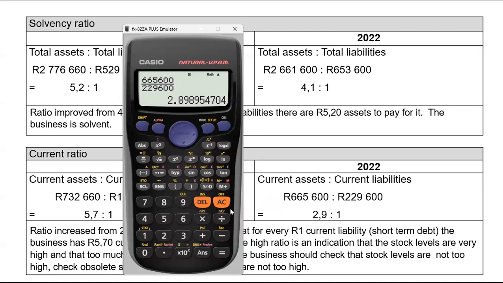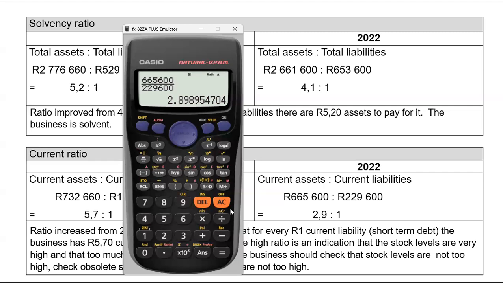Well, we don't know yet. For us to be able to know that, we will need to calculate the acid test ratio, all right? The business should check that stock levels are not too high, check for obsolete stock, and whether the prices are too high. Please note that under current assets, you have cash and cash equivalents, trade and other receivables, and inventory.